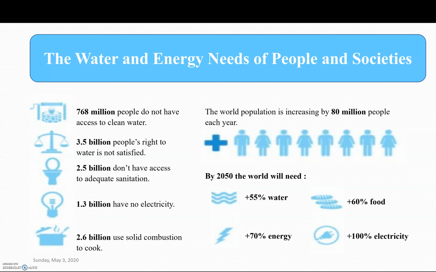The world population is increasing by 80 million people each year. By 2015, the world will need an extra 55% of water, 60% of food, an extra 70% of energy, and double the electricity.